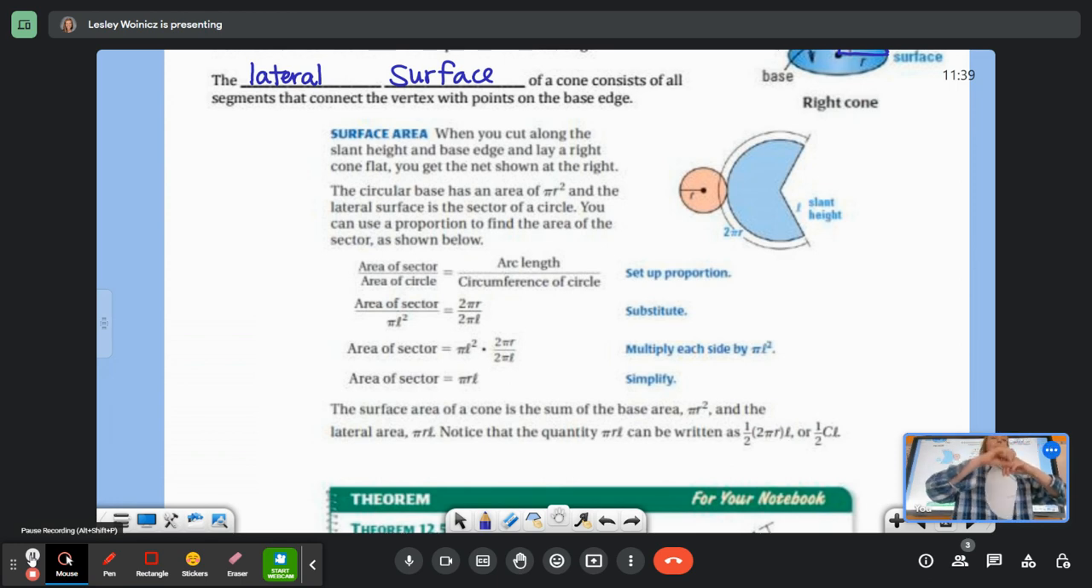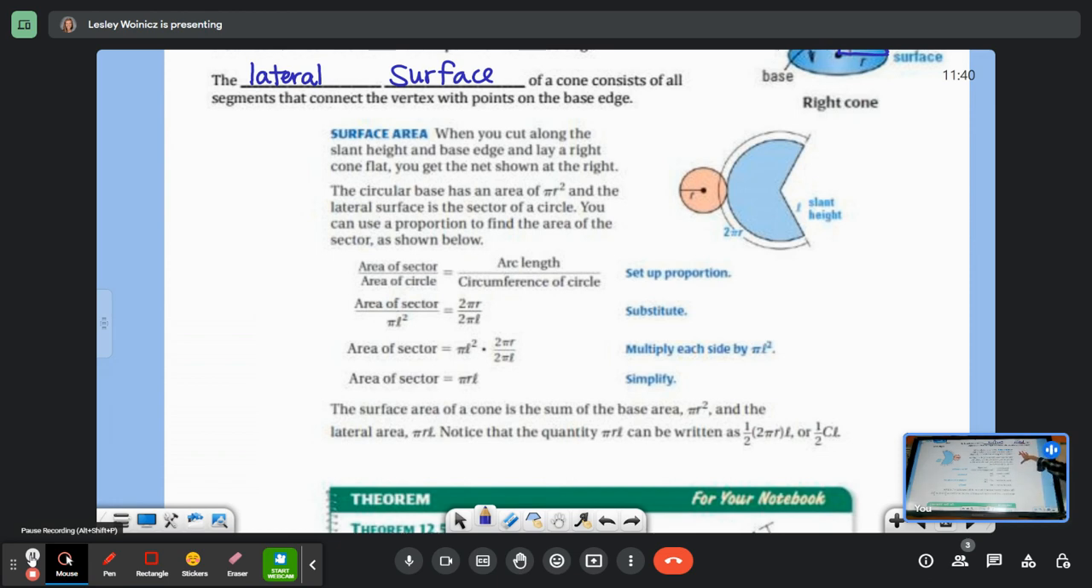Do you remember in our last unit when we found sectors of circles? When we found the area of part of a circle by finding what part of the circle that was, by putting that angle measure over 360? That was to step us up for this formula today. When we cut along the slant height and base edge and lay a right cone flat, you get the net shown at the right.